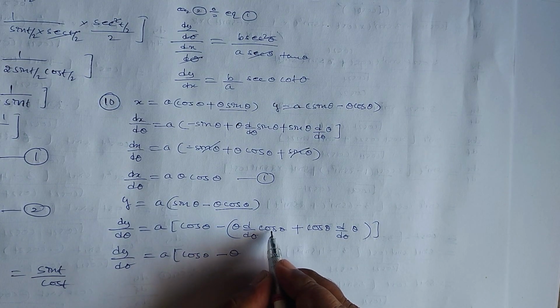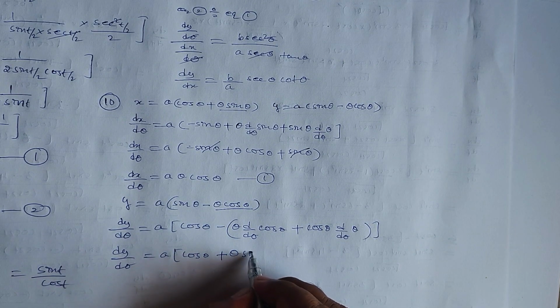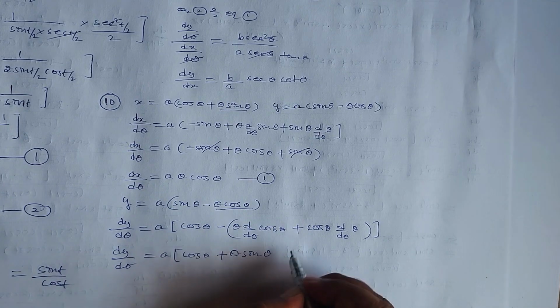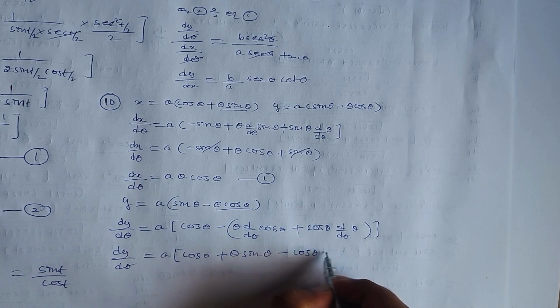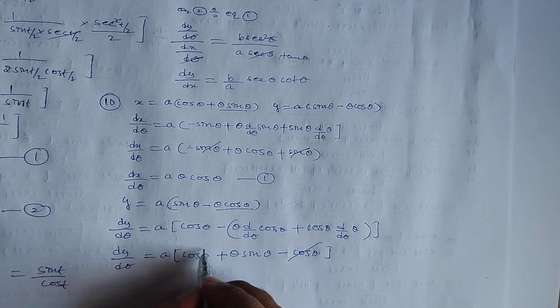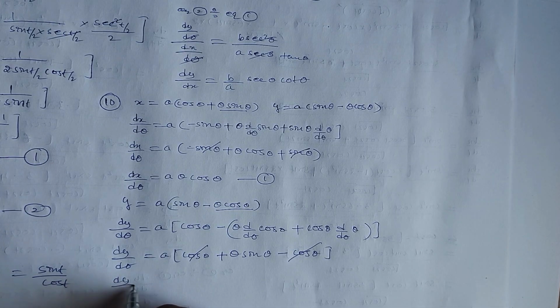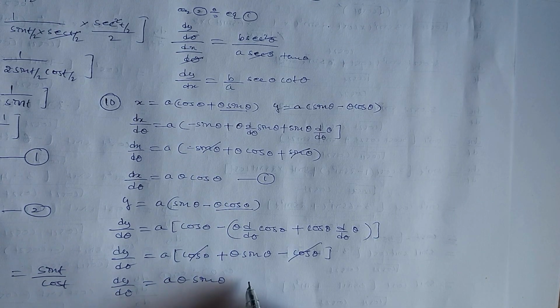The derivative of cos theta becomes what? Minus sin theta. Minus minus plus, so it becomes sin theta. Plus into minus again minus cos theta. Bracket close. Plus cos theta minus cos theta cancel, and dy by d theta equal to a theta sin theta. Okay, say equation number 2.